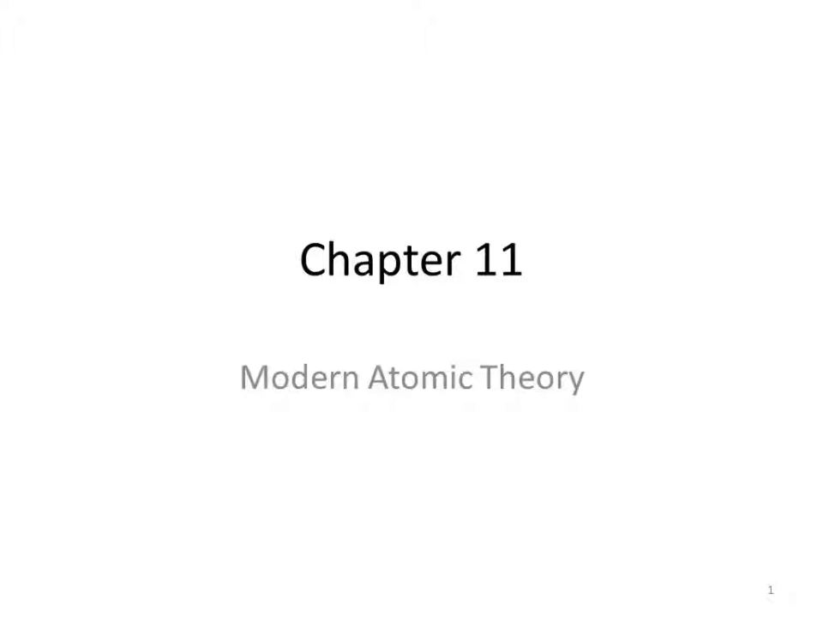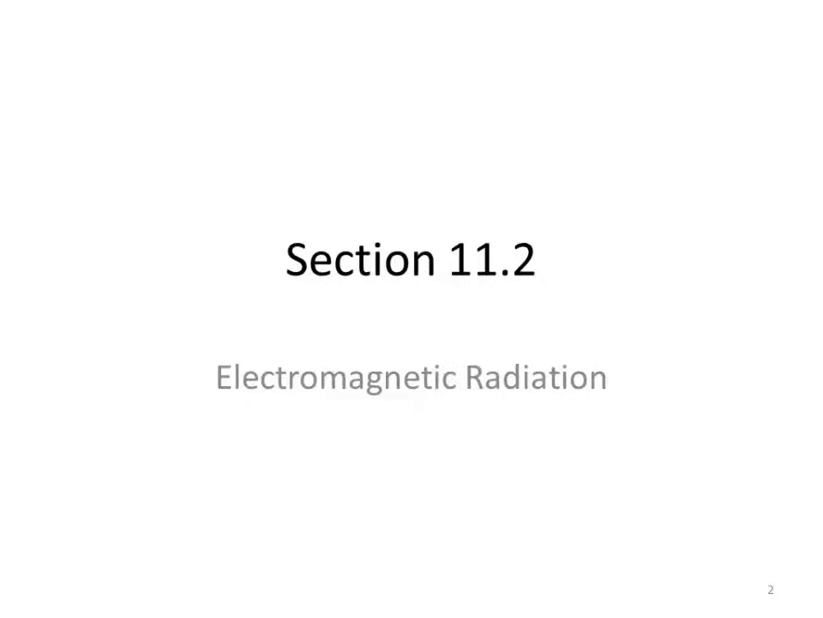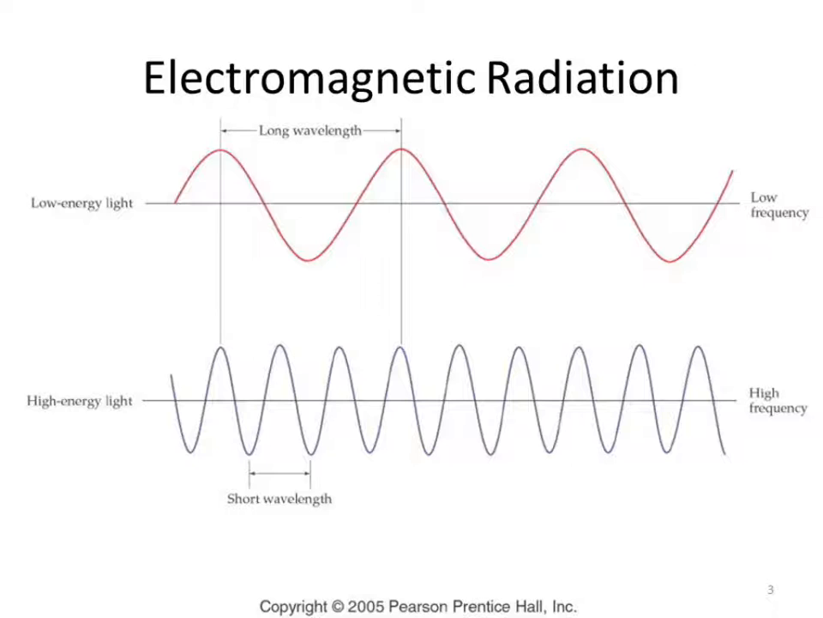So in Chapter 5, we looked at early atomic theory. And in Chapter 11, we're going to explore more of our modern atomic theory. The first thing that we have to talk about is electromagnetic radiation. Okay? So what is electromagnetic radiation?